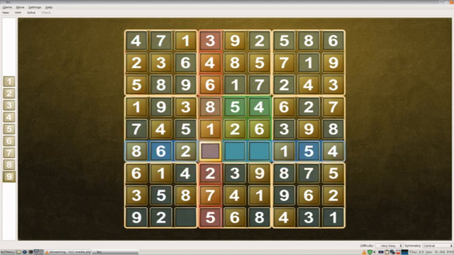It took me 14 minutes and 44 seconds to solve today's KSudoku puzzle.